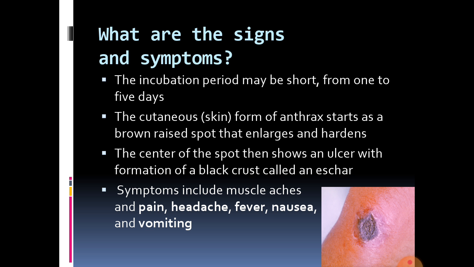What are the signs and symptoms? The incubation period may be short, from 1 to 5 days. The cutaneous or skin form of anthrax starts as a brown raised spot that enlarges and hardens. The center of the spot then shows an ulcer with formation of a black crust called an eschar. Symptoms include muscle aches and pain, headache, fever, nausea, and vomiting.